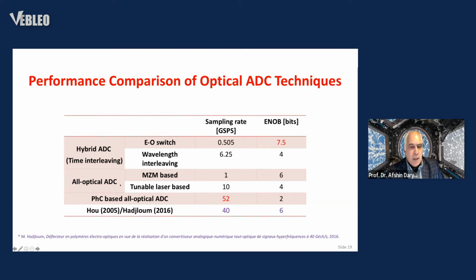And then if you do an all-optical, MZM-based approach as was presented by Professor Henry Taylor, you end up with 1 gigasample per second as a maximum speed with 6 effective number of bits. A tunable laser-based system gives us only 4 effective number of bits. There has been another methodology based on a photonic crystal, which gives a very high speed, 52 gigasamples per second, but the effective number of bits is limited to 2. My team, Dr. Shabo Ho in 2005 and Dr. Hajilum, demonstrated 40 gigasamples per second with 6 effective number of bits.